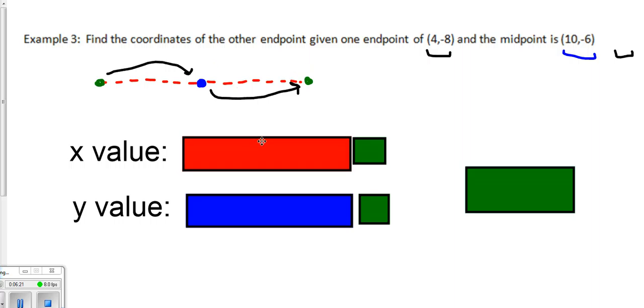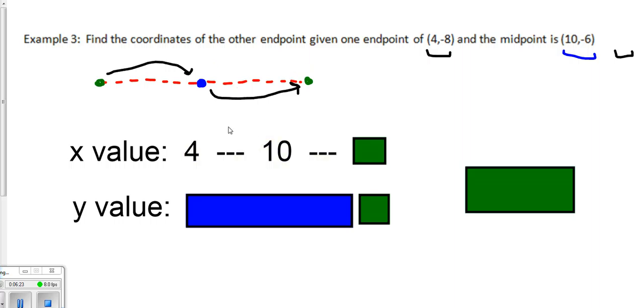So when we think of that, we want to look at how much we are changing going from this 4 right here to this 10. Going from 4 to 10, we are adding 6, which means we need to add 6 on this side as well to get to our next point, because then 10 would be the average of these two numbers. So 10 plus 6 would be what? Our x value should be 16.